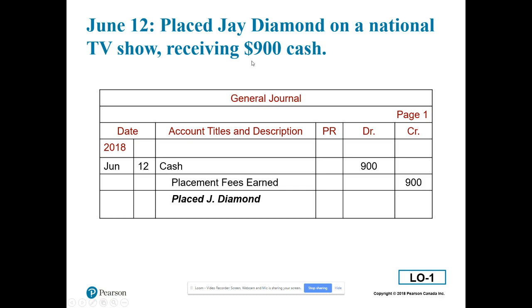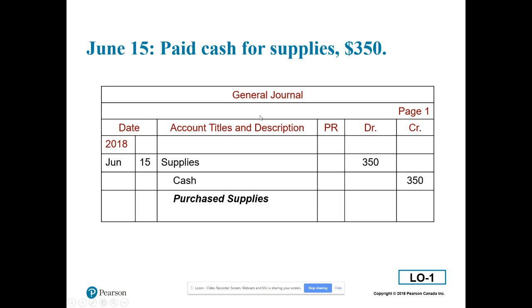Which accounts? Cash. And I placed Jay. Well, my job is, I guess, placing people. So, and there's this account called placement fees earned, so that must be the credit. Paid cash for supplies. Okay, my cash account's going down. I paid for supplies, and supplies on my chart of accounts is an asset this time. Okay, so I'll have the supplies account asset, and my cash is the credit.